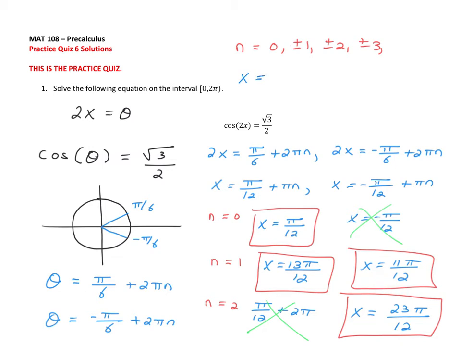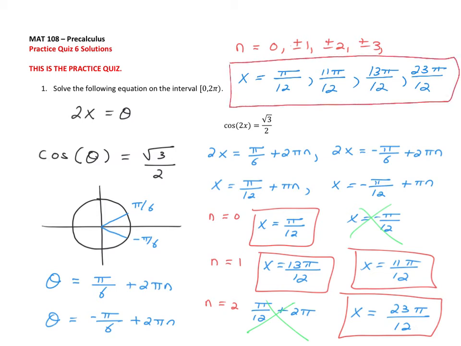X can be equal to pi over 12. Let's see, 11 pi over 12. 13 pi over 12. And the last one was 23 pi over 12. So that is a total of 4 solutions to this equation. And that is it for this problem.